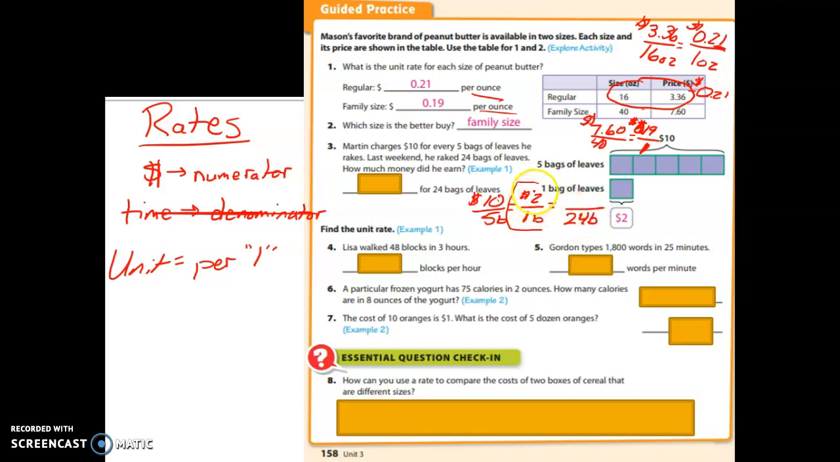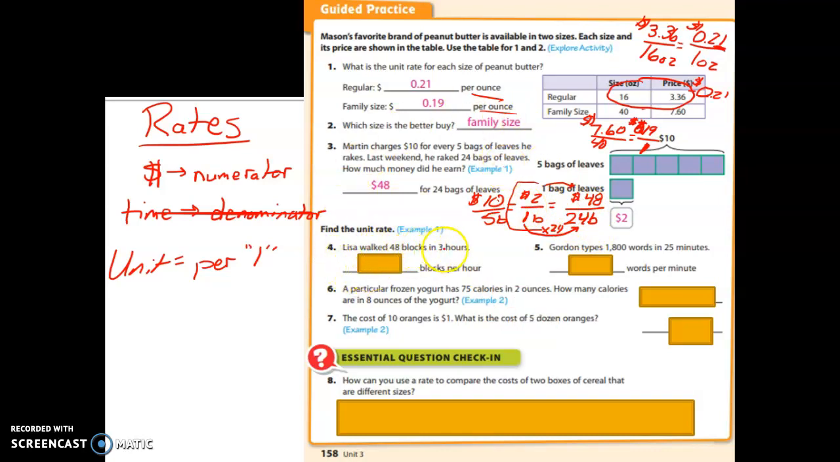So if he charges $2 for 1 bag, how much would he charge for 24? Well, equivalent ratios. 1 times 24 is 24. 2 times 24, nope, I'm sorry, yeah, 2 times 24 should be $48. Let's see. Whew, good. Now take a look at this one.